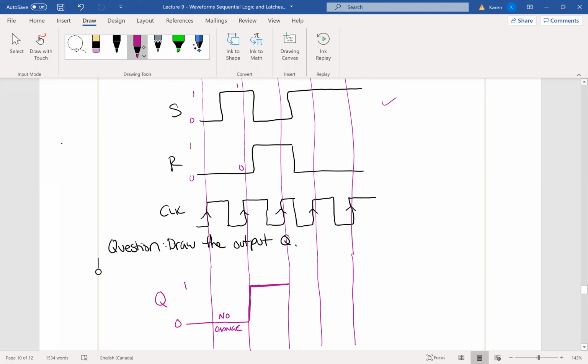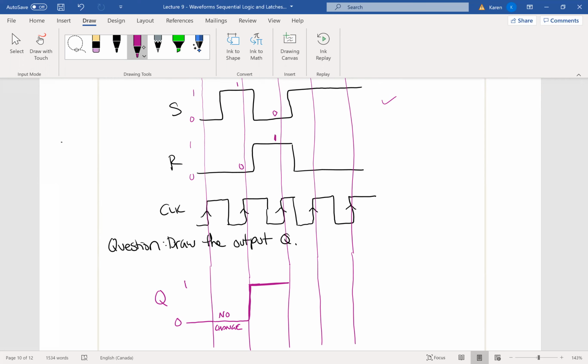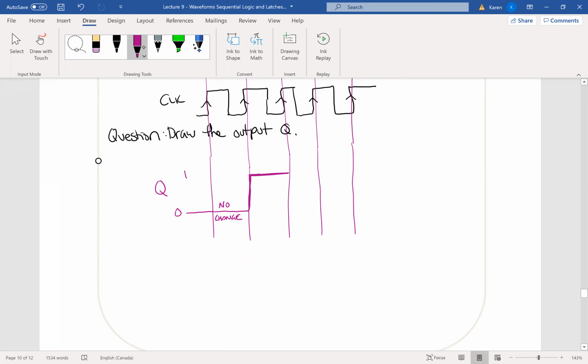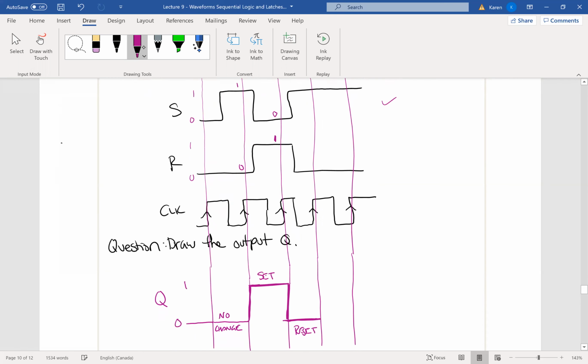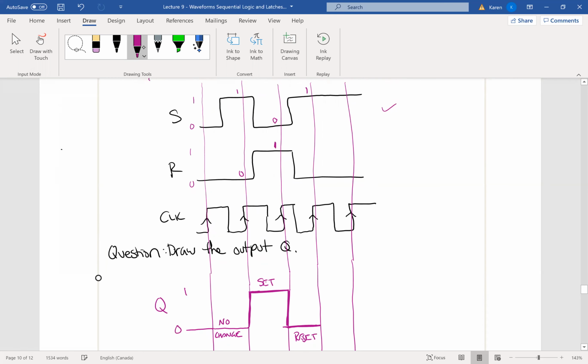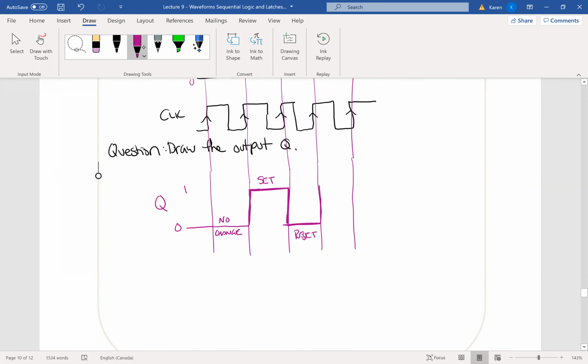And then at the next clock signal, set went down to 0 and reset went up to 1, which means that we reset this flip-flop. And when reset means Q equals 0. So we set it and then we reset it. And let's see, now that's valid until the next rising edge of the clock. Next rising edge sets again to 1 and resets down to 0. So I'm setting that flip-flop again.